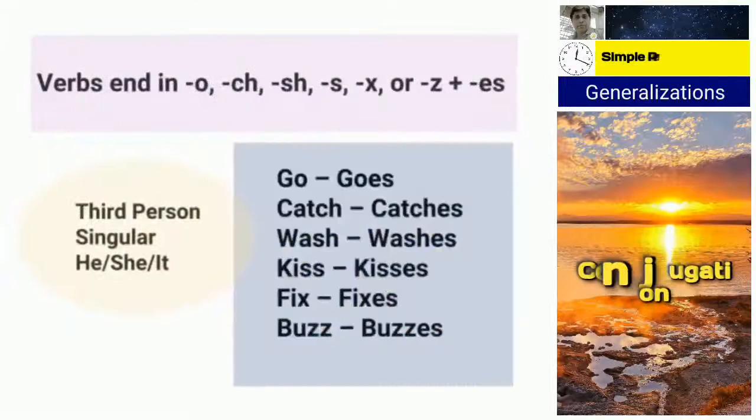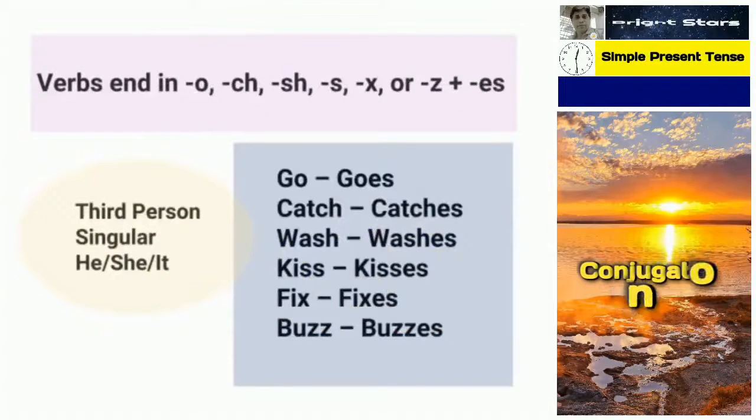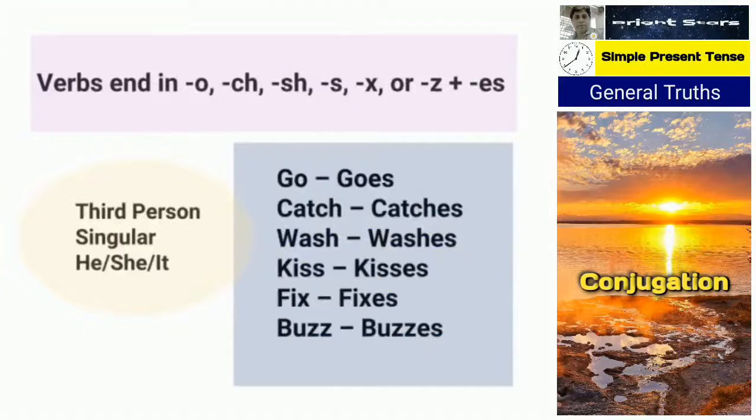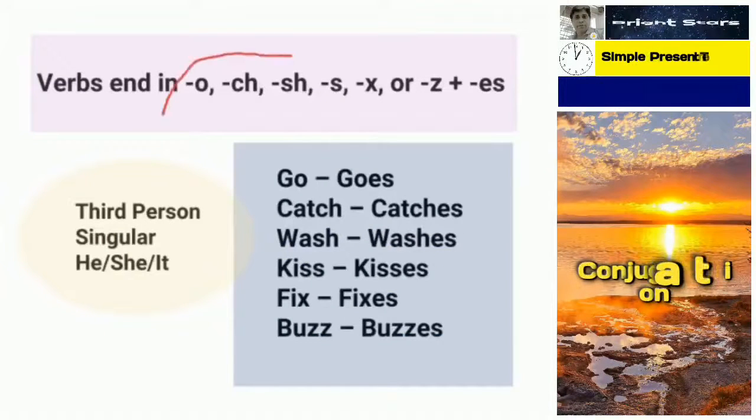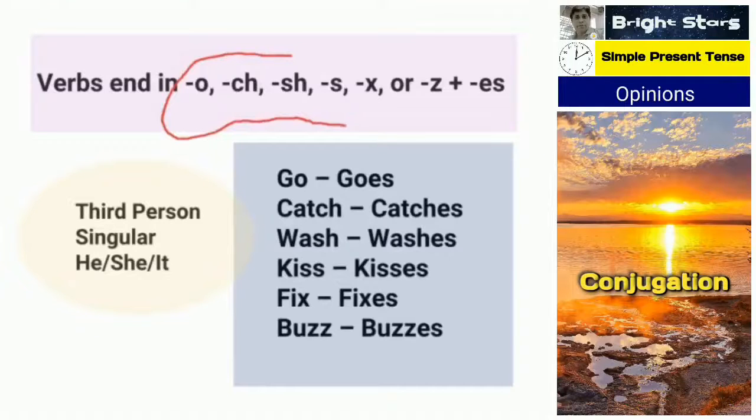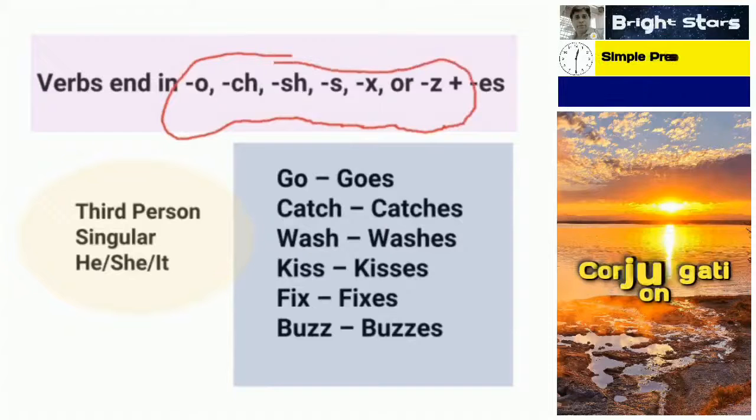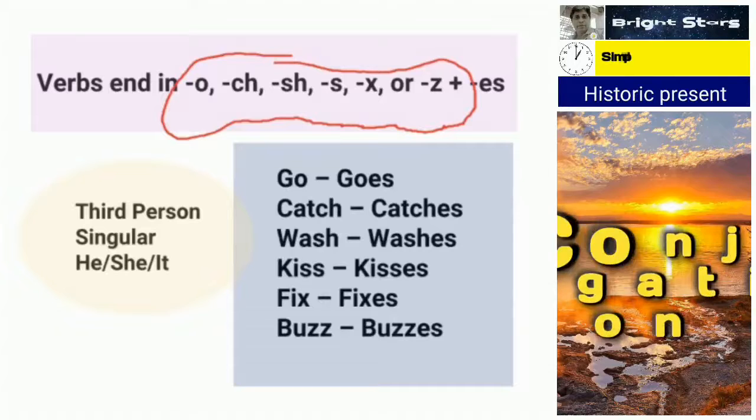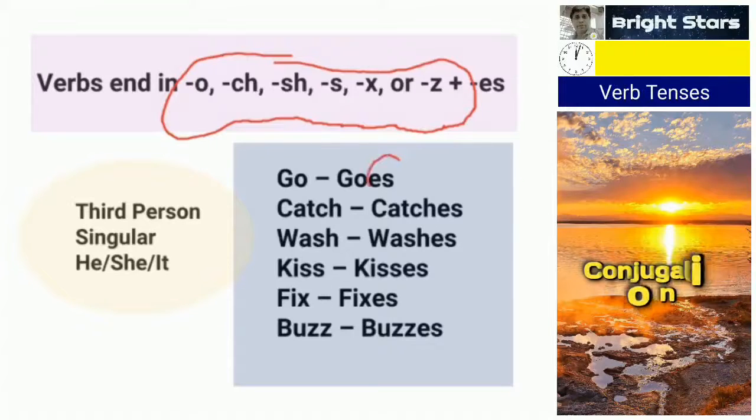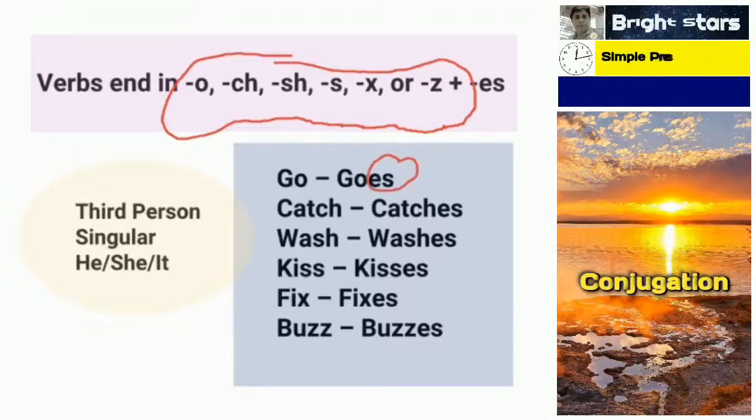For some verbs we add es. For example, any verb ending in o, ch, sh, s, x or z, we add es. For example, go has become goes. Here we have added es. For catch we added es, so it is ending in ch.